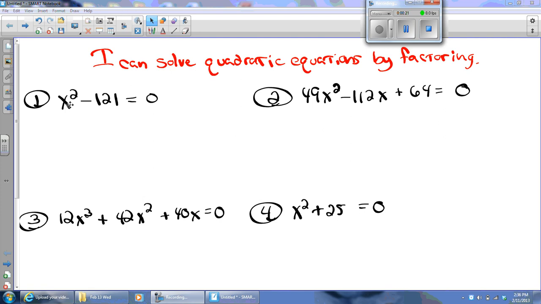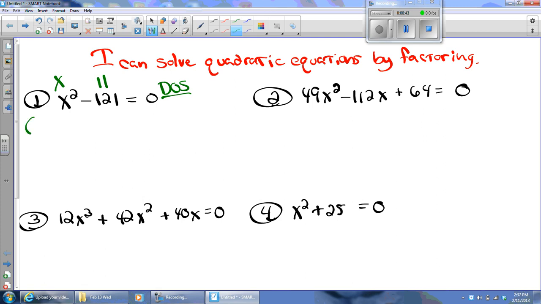Okay, we have this x squared minus 121. Hopefully you're recognizing that x squared is a perfect square. I'm going to take the square root of it. Hold on one second. Take the square root of x squared, and then the square root of 121 is 11, and there is subtraction. So this does fit the difference of perfect squares method, right?